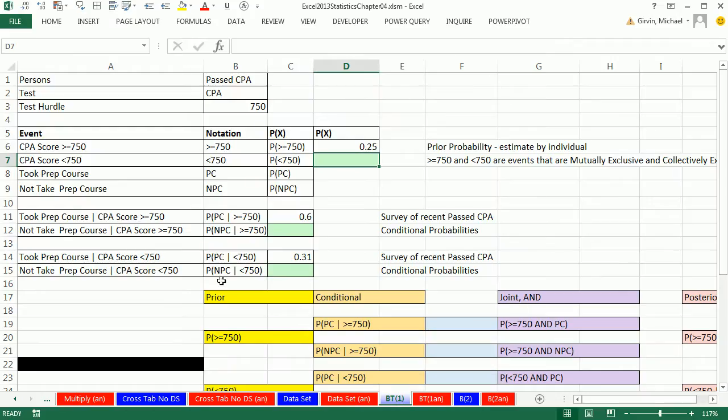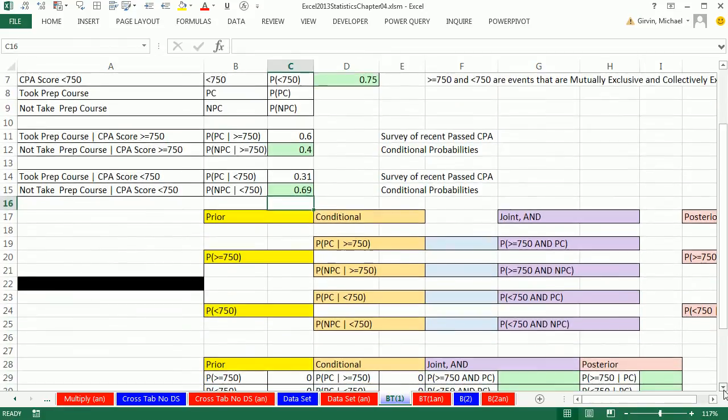Now here's our CPA example. We're going to have the event pass, which is 0.25. Didn't pass, that'll be our complement rule, equals 1 minus. We're going to have two other events. We either took a prep course or we didn't. Here's the new information. This is the probability we took a prep class given that we passed, 0.6. We weren't given not take a prep class given that we passed, but we can easily calculate this with the complement rule since those two events are mutually exclusive, 0.4. Down here, the new information we got was took a prep course but didn't pass. That was 0.31. So the probability of not taking a prep class given that we did not pass the CPA is the complement rule, 0.69.